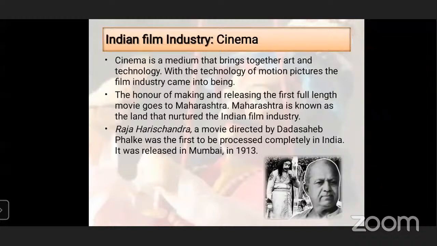So the honor of making and releasing the first full-length movie goes to Maharashtra. Yes, students, you should feel proud that till now no other state was ahead in this. The first state was Maharashtra. Maharashtra made the first full-length movie. That is why Maharashtra is known as the land that nurtured the Indian film industry. That is why all the Bollywood stars stay in Mumbai.